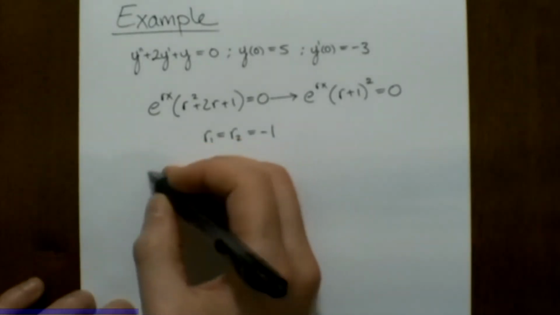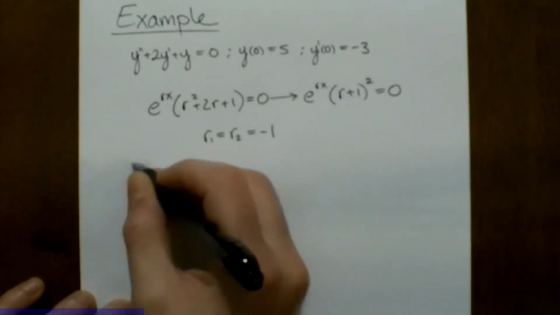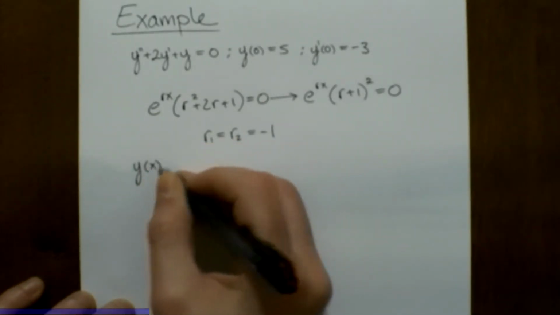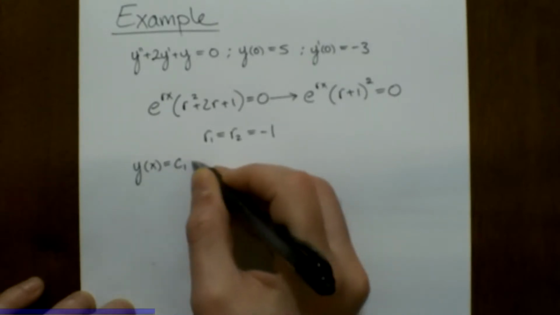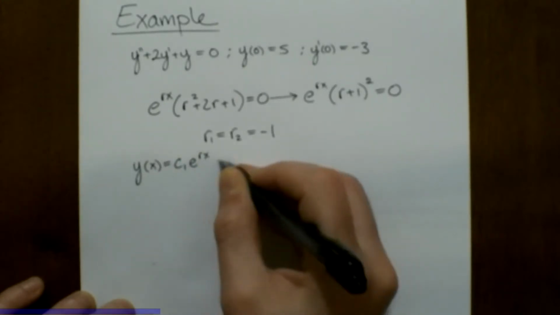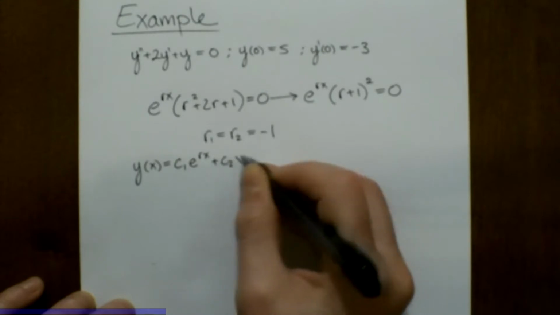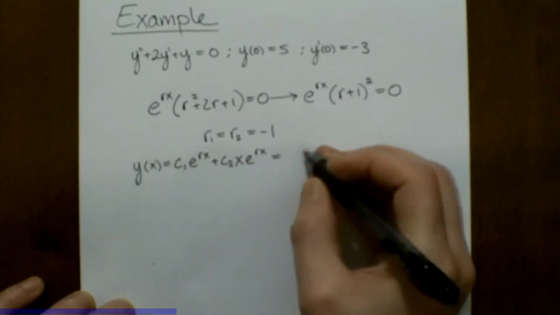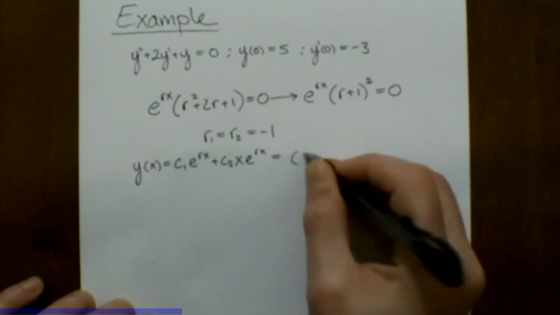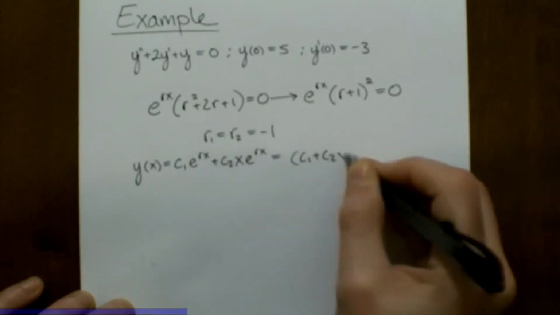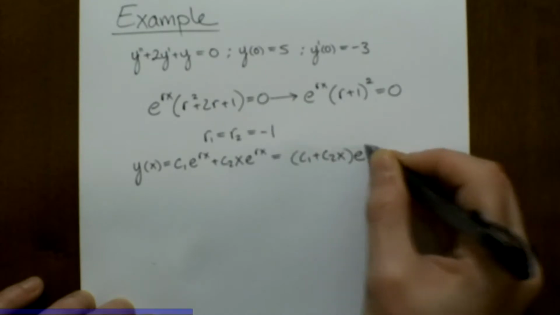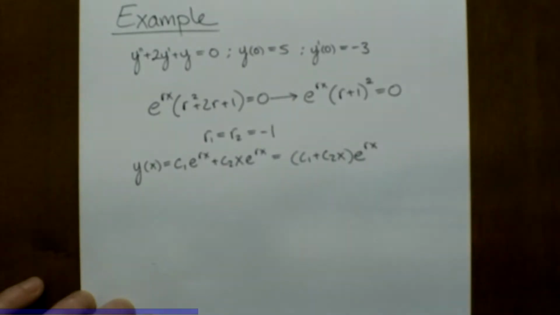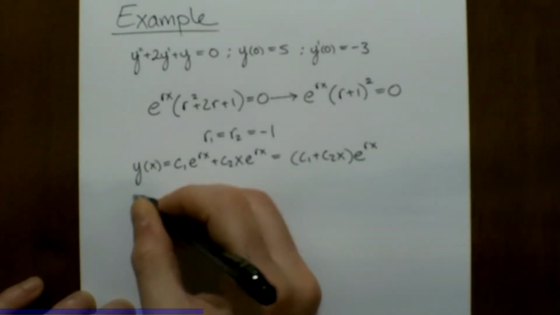Reminding ourselves of our general form for the solution, we have that y of x is c1 e to the rx plus c2x e to the rx. And this can be rewritten, if you prefer, as the quantity c1 plus c2x times e to the rx. So let's go ahead and impose the first initial condition.